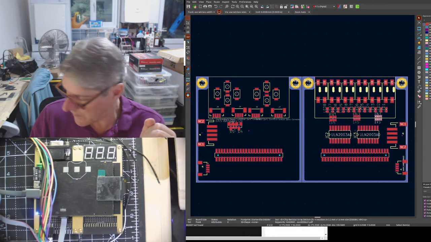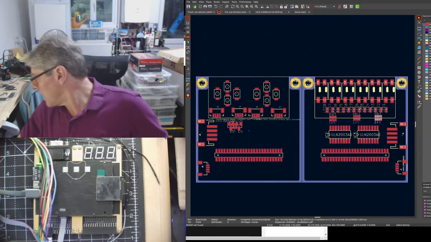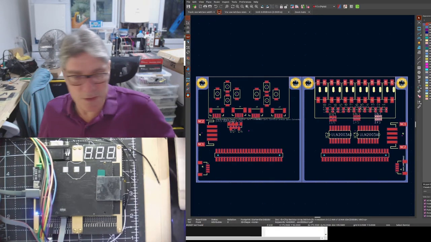Any preferences, folks? This is always quite difficult to decide.